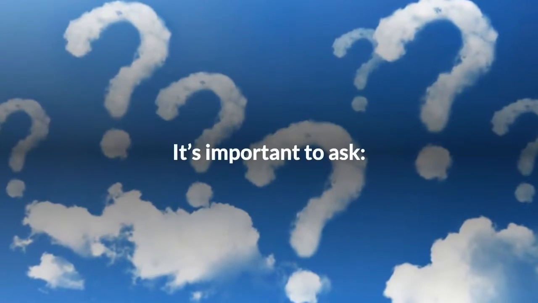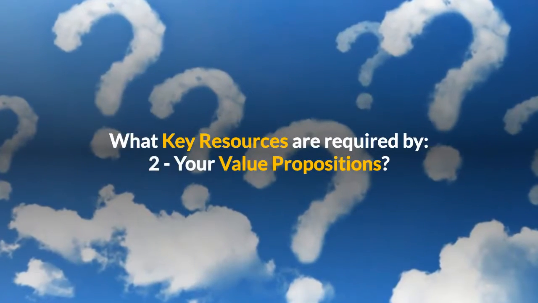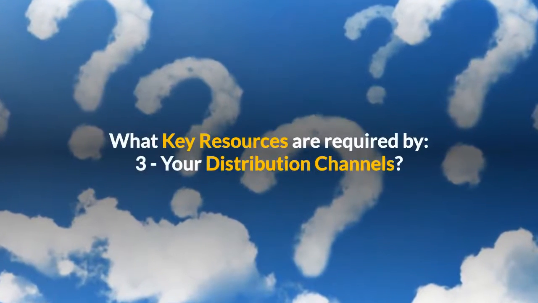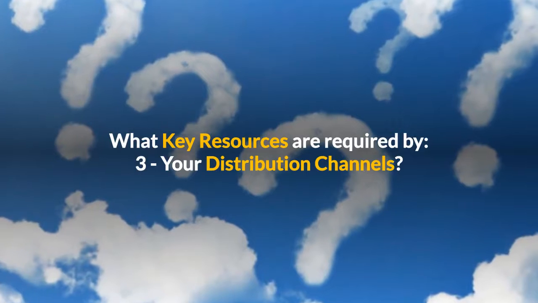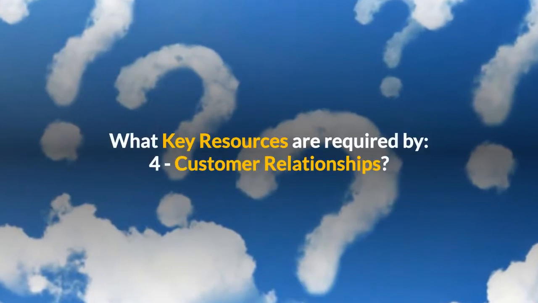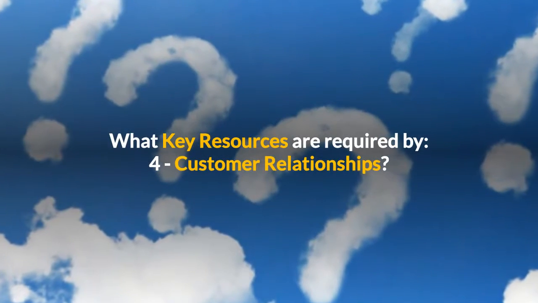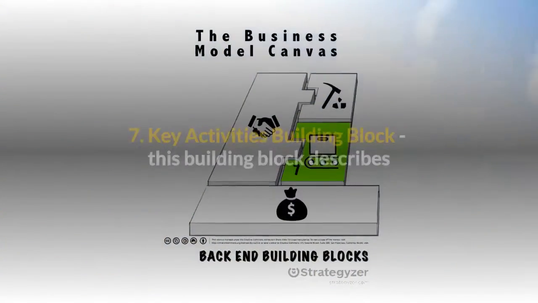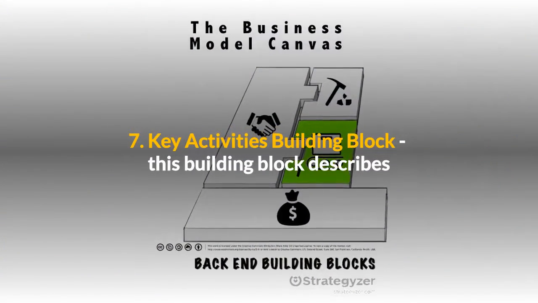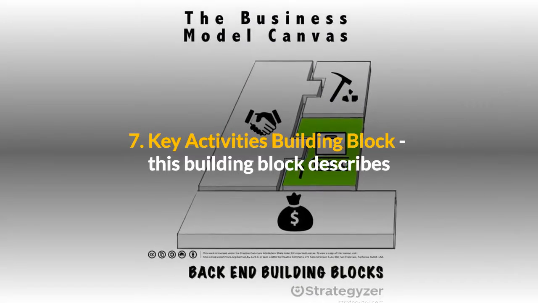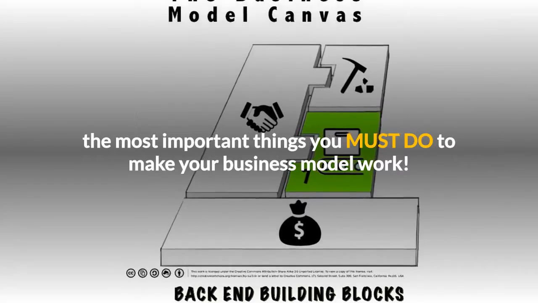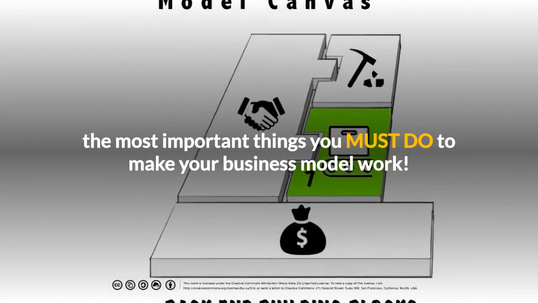It is important to ask what key resources are required by your value propositions. What key resources are required by your distribution channels? What about your customer relationships? What key resources do they require? Or your revenue streams? Building block number 7 is the key activities building block, and this describes the most important things you must do to make your business model work.